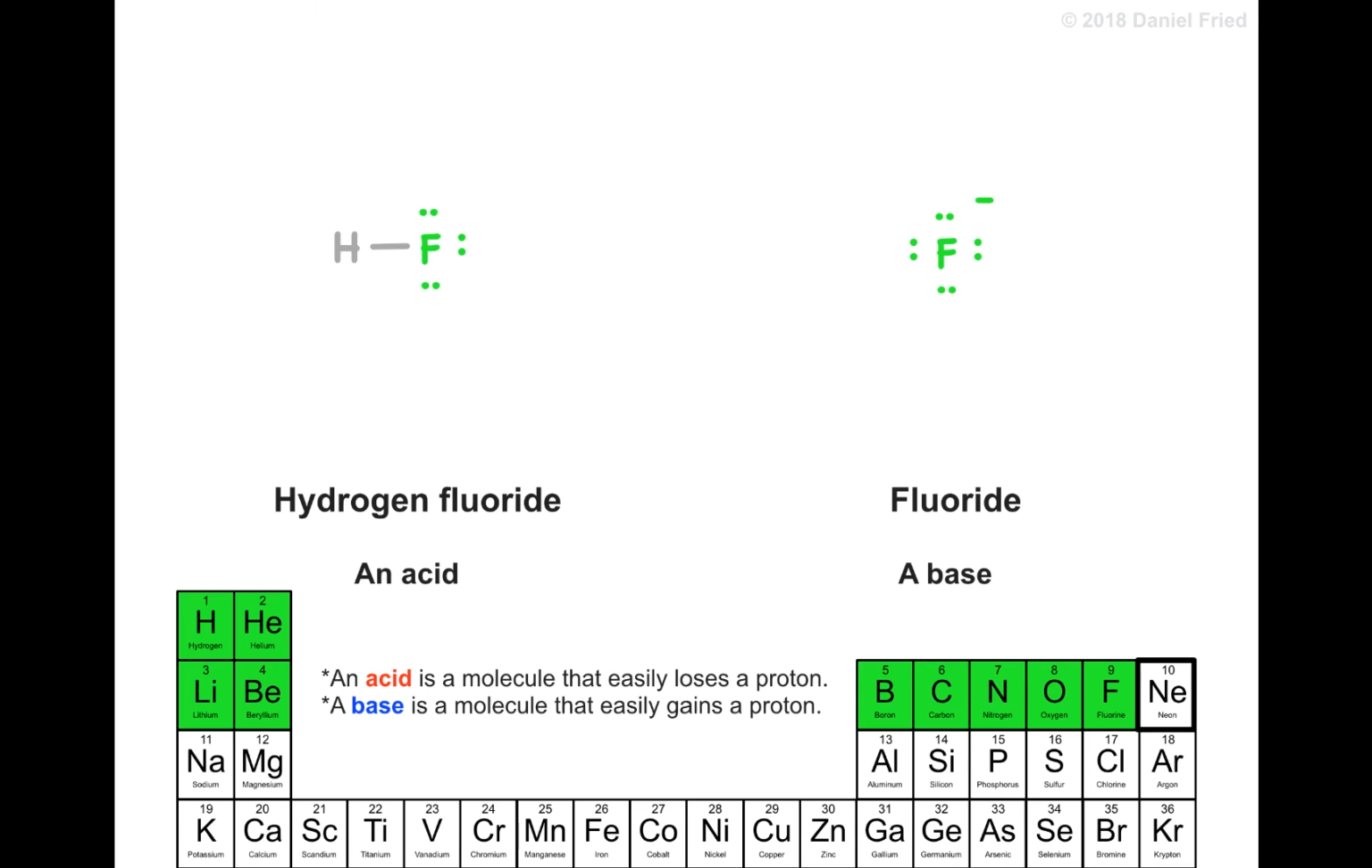And this is how you would draw this if you were a chemist. You would use the full complement of dots around the F to show the fluoride, and you would draw the minus charge just to show that it's the base form, the negative ion.